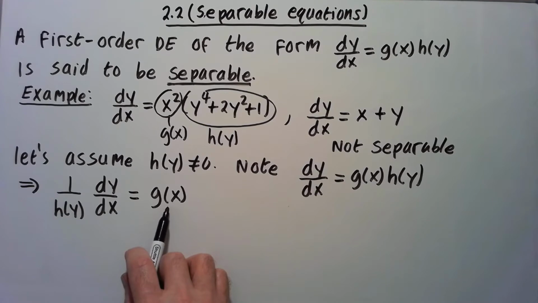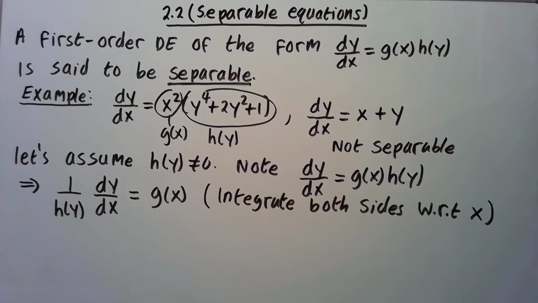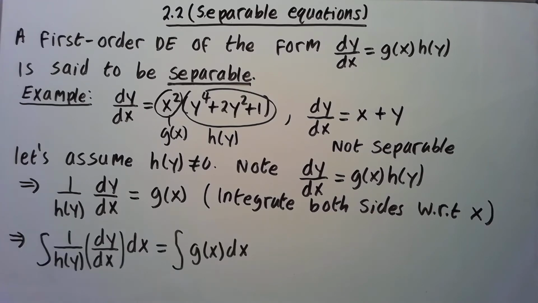Now we're going to integrate both sides with respect to x. So integrate both sides, this means with respect to x. Doing that we get the integral of 1 over h of y dy/dx equals the integral of g of x dx. Okay? So next.